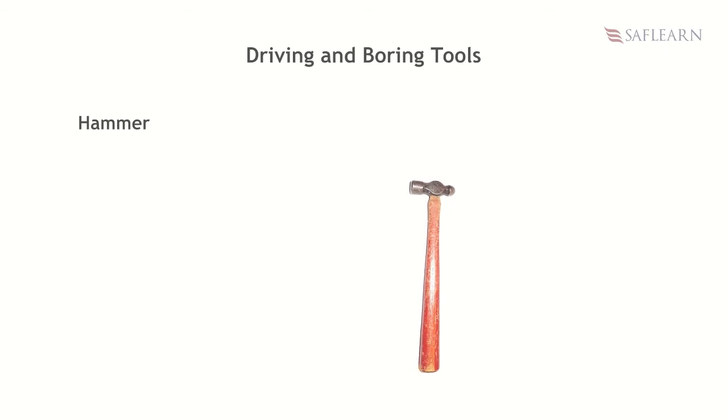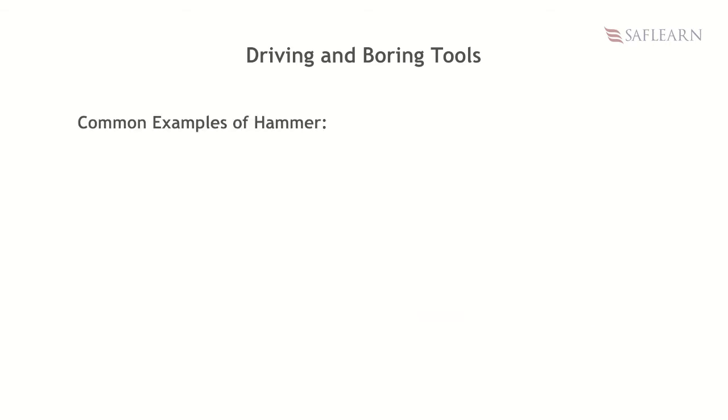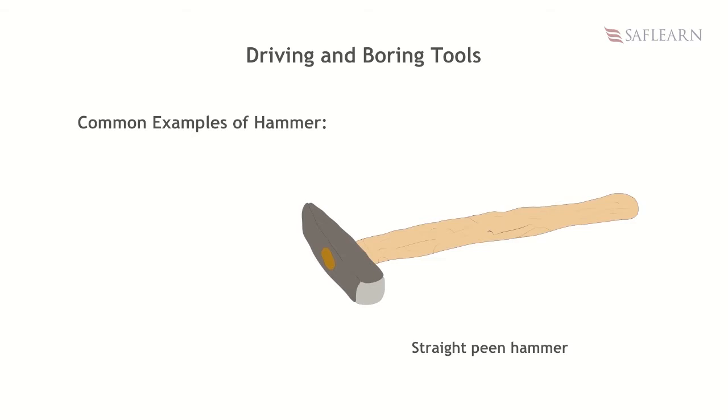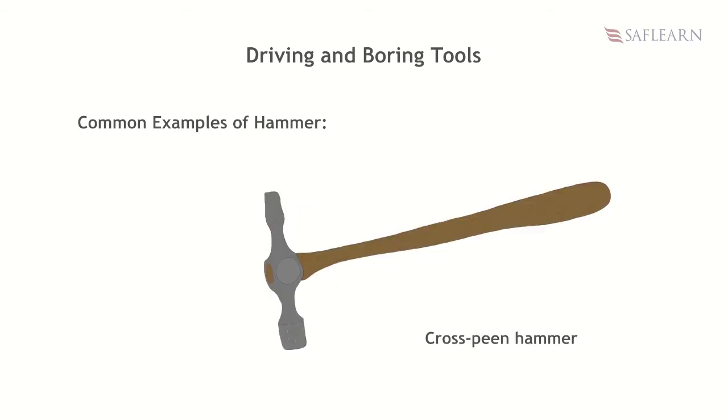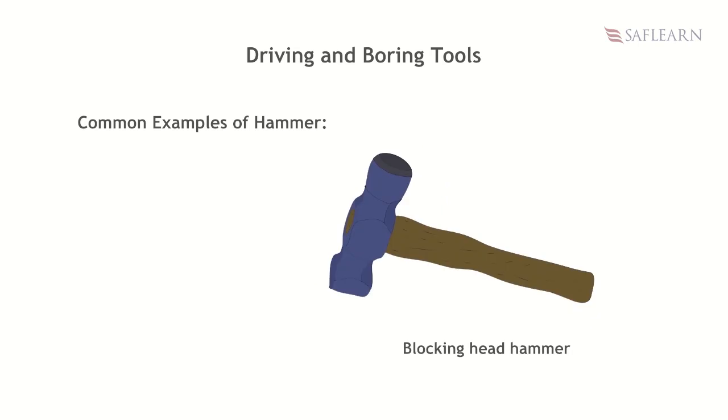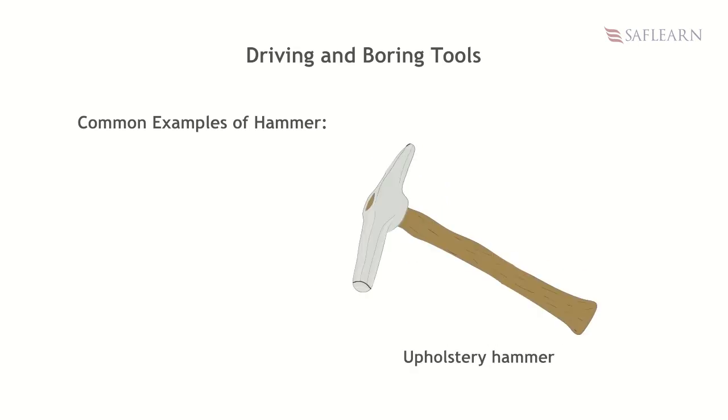Hammers are driving tools that have two parts, a head which is made of iron and a wooden handle. Common examples and types of hammers are ball peen hammer, straight peen hammer, cross peen hammer, planishing hammer, blockhead hammer, and upholstery hammer.